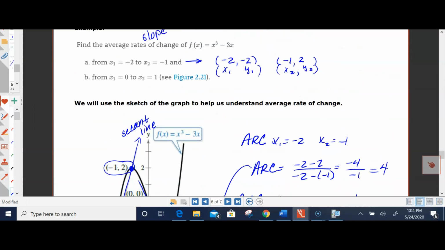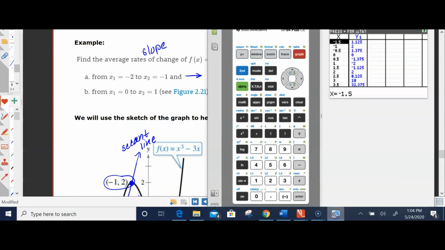So it said an x value of -2. So I would look on my table. I'd have an ordered pair, -2, -2. So I'd write that one down. Then I would say an x value of -1. So I would write down the ordered pair, -1, 2, and find the slope.